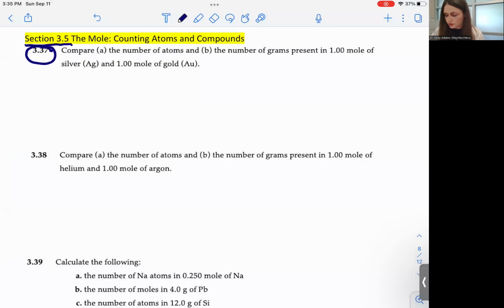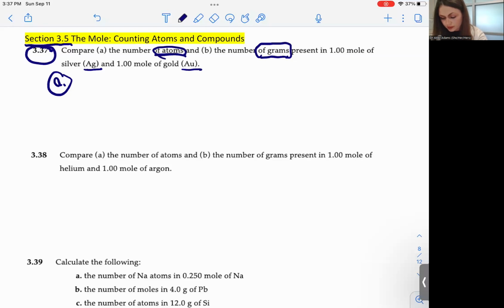3.37. We're going to compare the number of atoms and the number of grams present in 1 mole of silver and 1 mole of gold. I'll do silver and you can keep gold as a practice because you have this in your textbook. So let's do A, the number of atoms and grams. So we want atoms and grams.